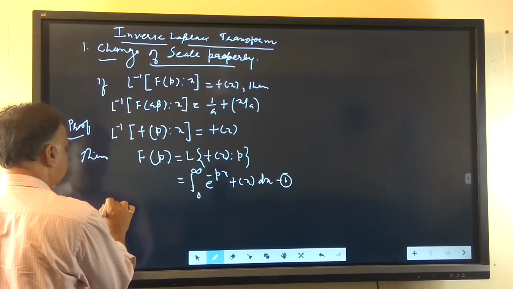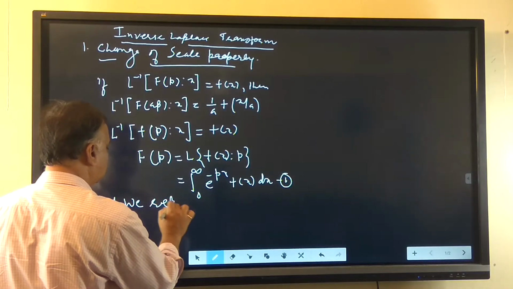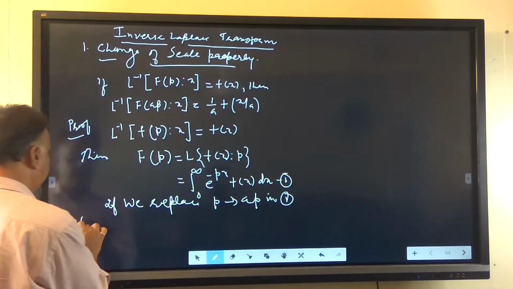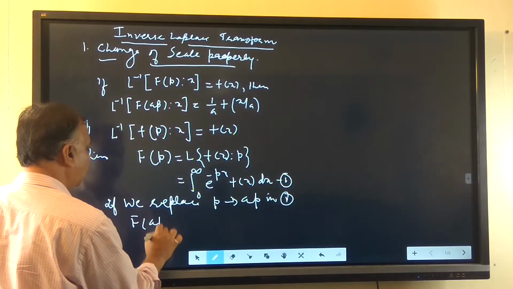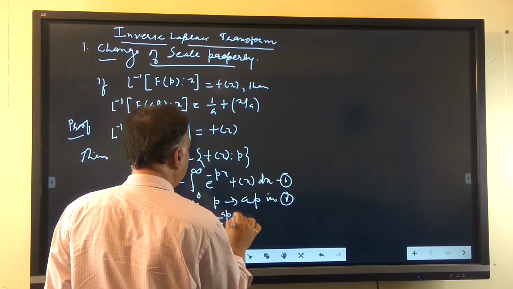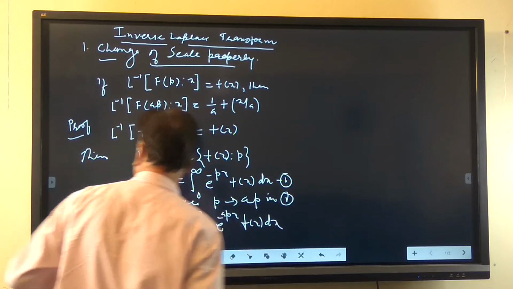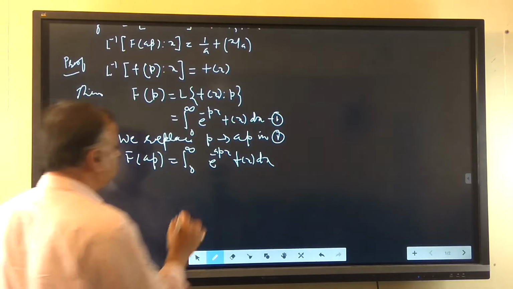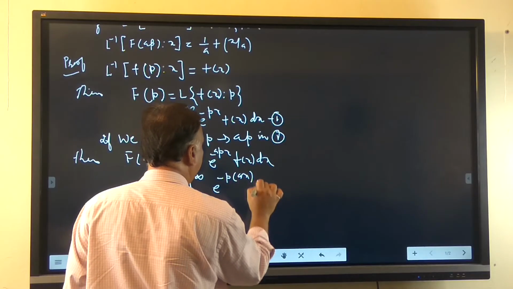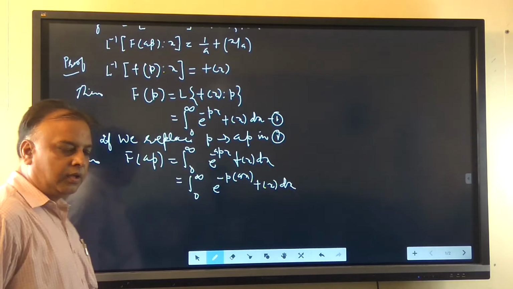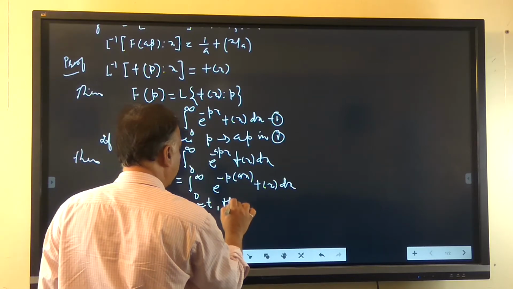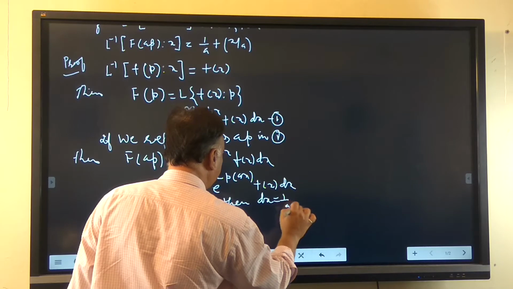Now, if we replace p by ap in (1), then F(ap) is equal to the integral from 0 to infinity of e raised to minus p a x, into f(x) dx, or this can be written as the integral from 0 to infinity of e raised to minus p into ax, f(x) dx. (2) If here we put ax equal to t, then dx is equal to 1/a dt.